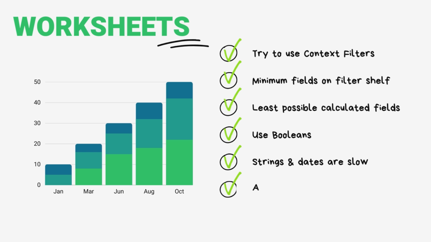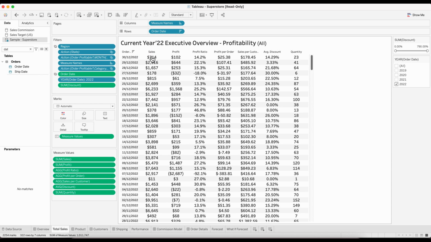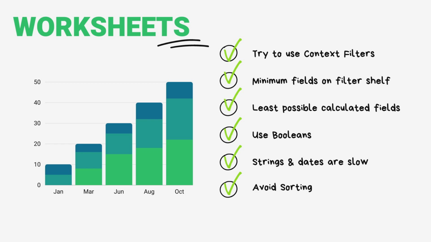You can also avoid sorting because every time you sort something, there is a computing that goes behind to engage your dashboard with that. If you want to sort something in advance, you can always use the default sorting, which is the same as how the data is sorted at a source level. You can always pre-sort your data as well.